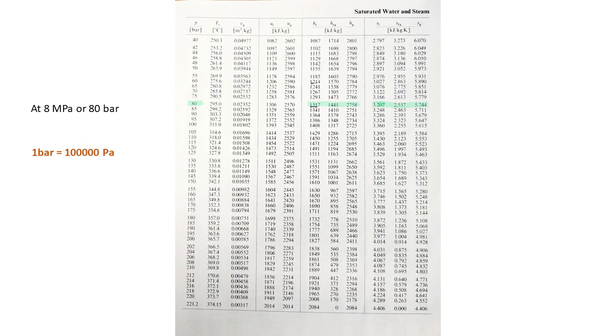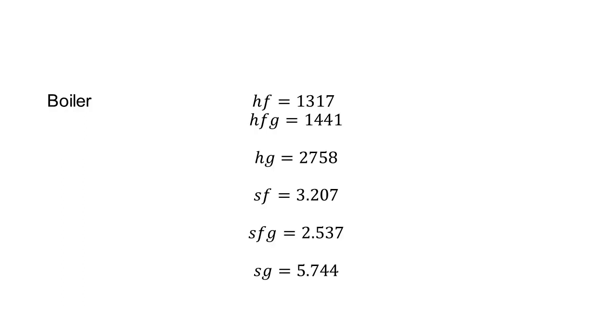The first objective is to find the enthalpy at every point of this cycle. We look at the saturated water and steam table at 8 megapascal. We use the saturated water and steam table as in the question it is not mentioned that the steam is superheated. 1 bar is equal to 100,000 pascals, so 8 megapascal is 80 bar. As shown in the video, we can get the enthalpy and entropy values at this pressure from the steam table.